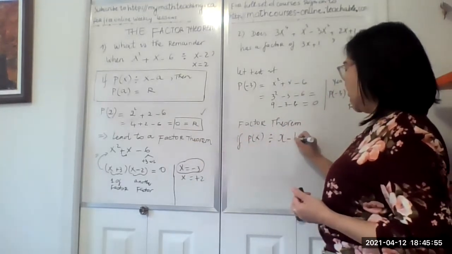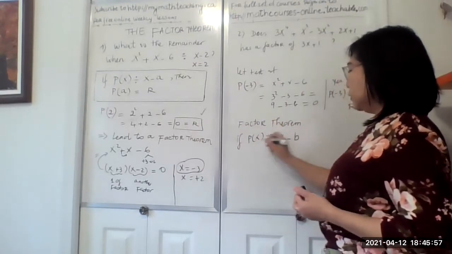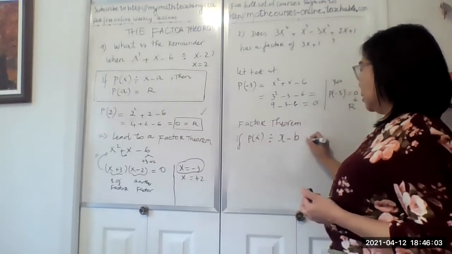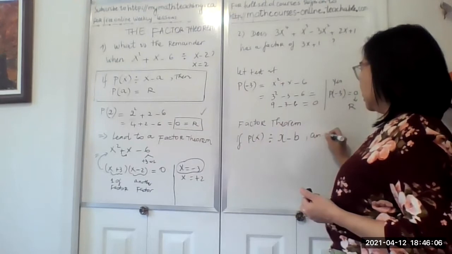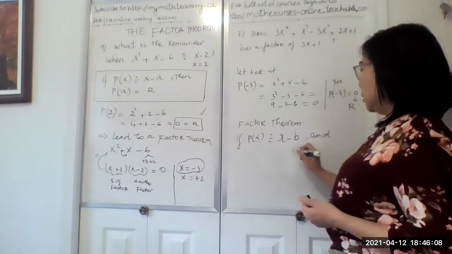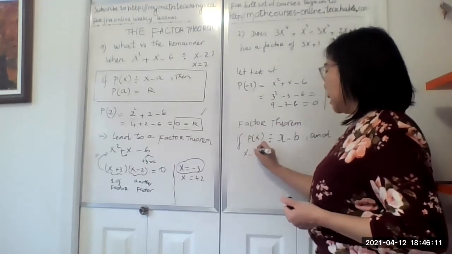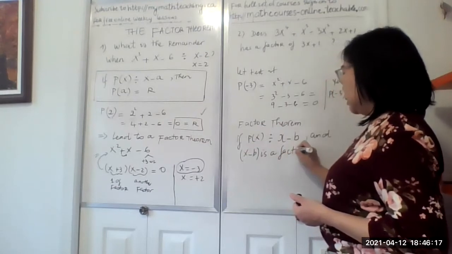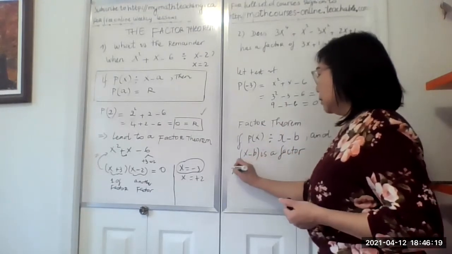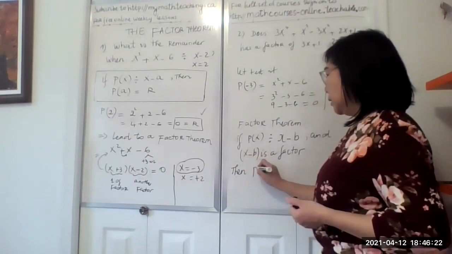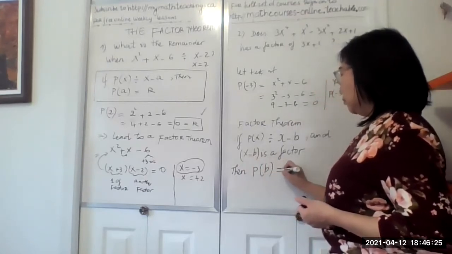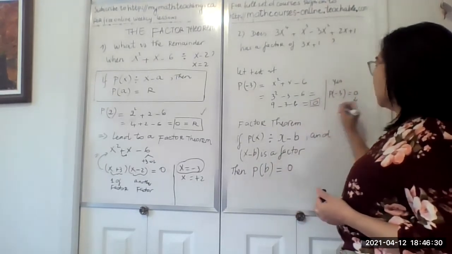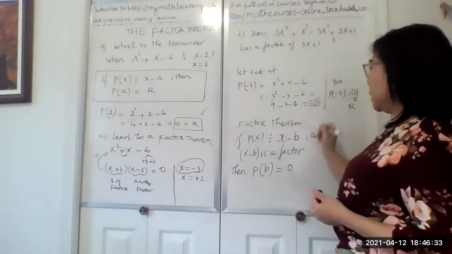But let's say I put a B here. The factor theorem says if P of X is divided by X minus B, and X minus B is a factor, is one of the factors, then what happens? Then P of B will be equal to 0. And you can see here, 0 here, 0 here, right? P of B will be 0.